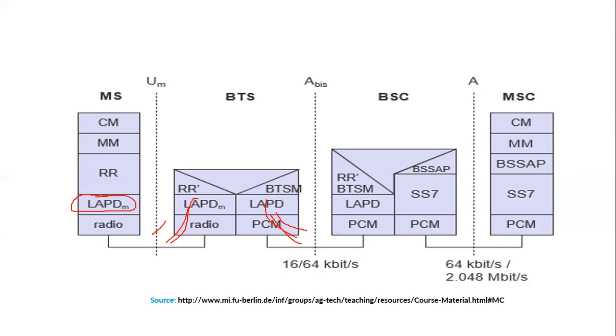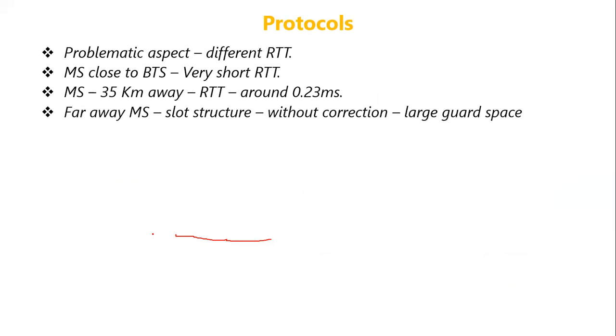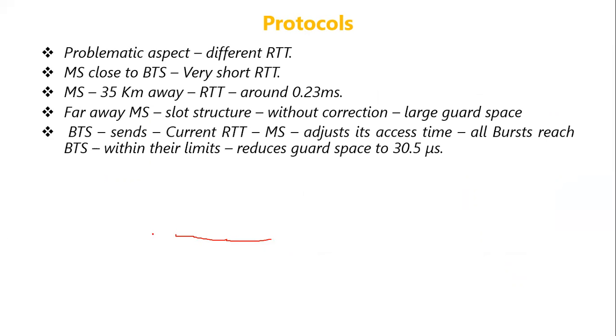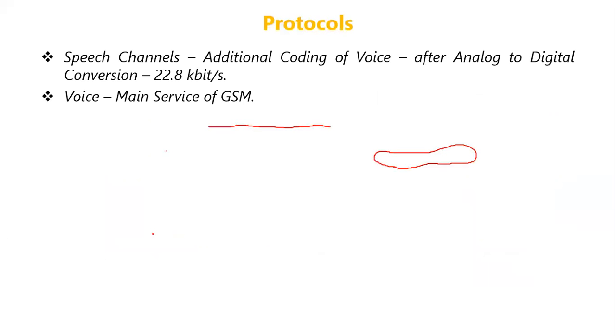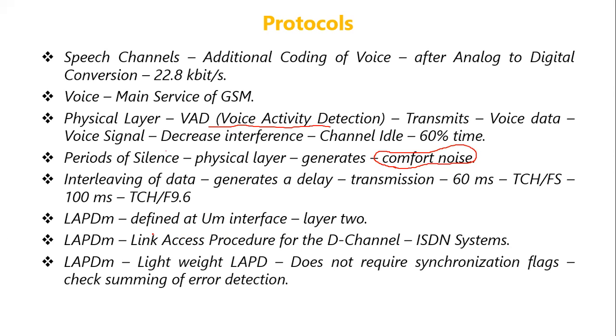So LAPDM, as already discussed, stands for Link Access Procedure for D channel in the ISDN system, the Integrated Services Digital Network. It is also used in wired networks. LAPDM is a lightweight LAPD. LAPD is Link Access Procedure for D channel, so here we are calling it LAPDM, where M stands for mobile.